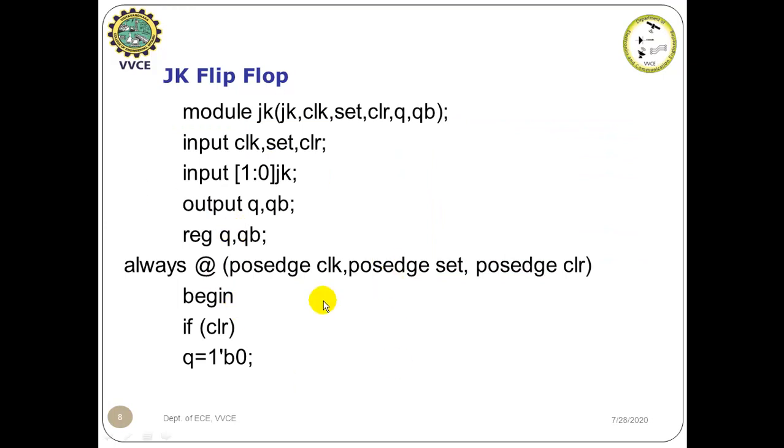And this is the Verilog code for the JK flip-flop. My module name for the JK flip-flop is JK. I am not using J and K as scalar quantities. I am using JK as a vector quantity, 2-bit. My clock is an input to the system. Set and clear are the control inputs for my system. Q and QB are the outputs. JK, clock, set and clear you have to declare as input ports, and Q and QB you have to declare as output ports.